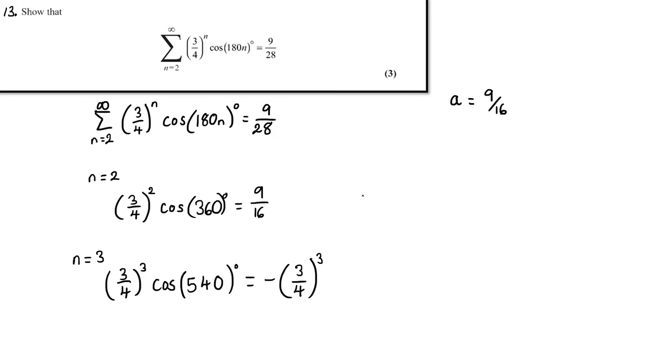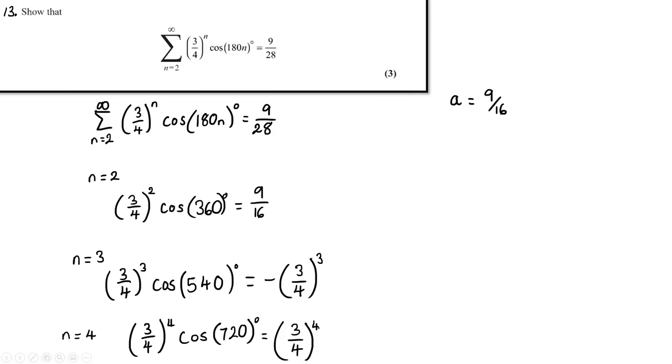And let's just do one more term just to see what's happening here. If I say n equals 4, then what I'm going to get is 3/4 to the power of 4 times cosine of 180 times 4, it's giving us 720 there. Okay, and again, if we evaluate this on our calculator, the cosine of 720 degrees is equal to 1. So what I get left with then is just simply 3/4 to the power of 4.